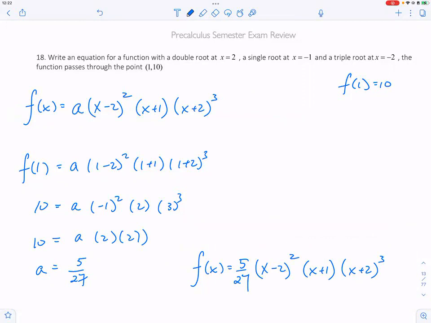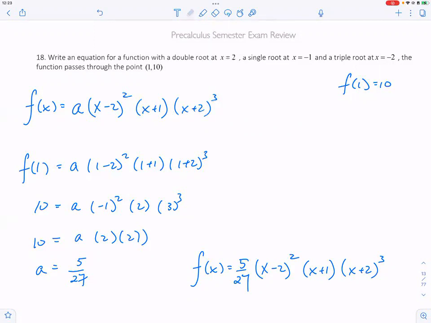Okay, so make sure you understand when we say double root, single root, and triple root, what do they mean? And if you are given a description and you have to match it with a sketch, would you know how to sketch the graph? So don't just stop right here. Also ask yourself, can you actually sketch the function? That would be very good.